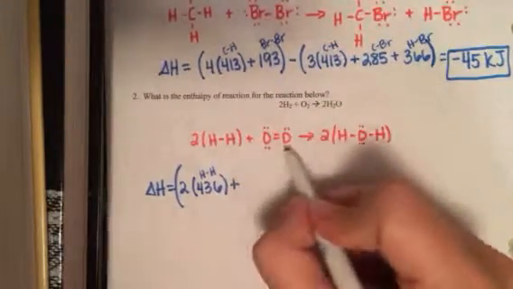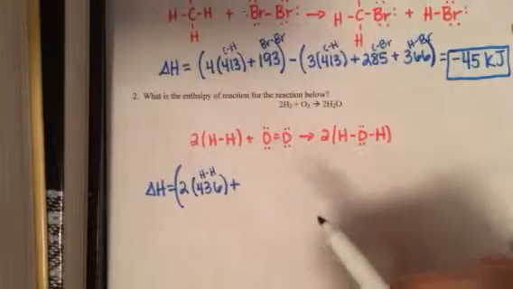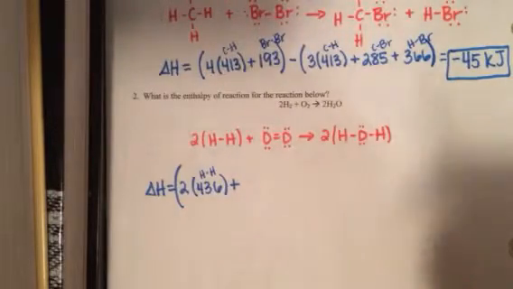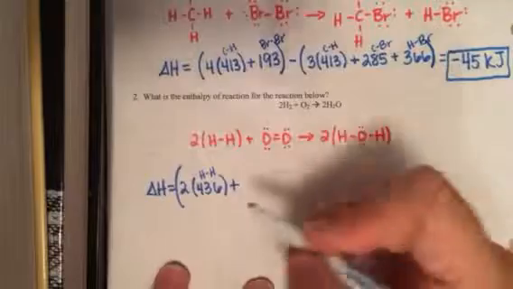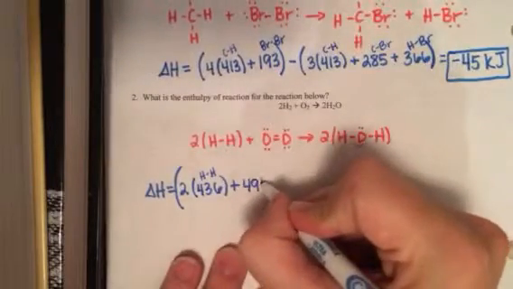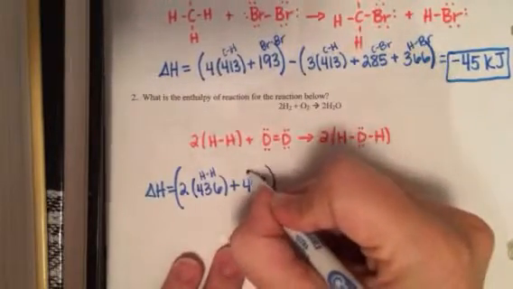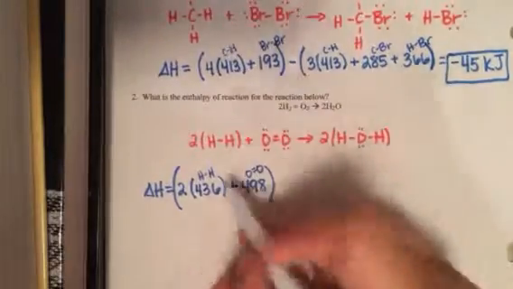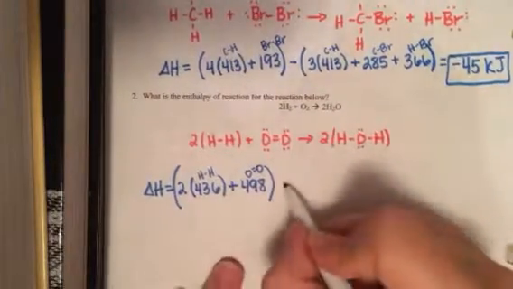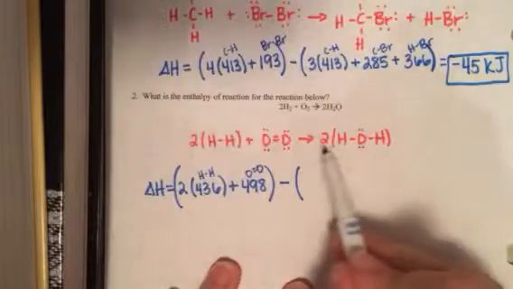And then I have an oxygen-oxygen double bond. Don't look at the oxygen-oxygen single bond. Look on your front table down at the bottom. The oxygen-oxygen double bond is 498. Okay, so this is the oxygen-oxygen double bond. So we accounted for all the bonds on the reactant side. Now I'm going to subtract all the bonds on the product side.